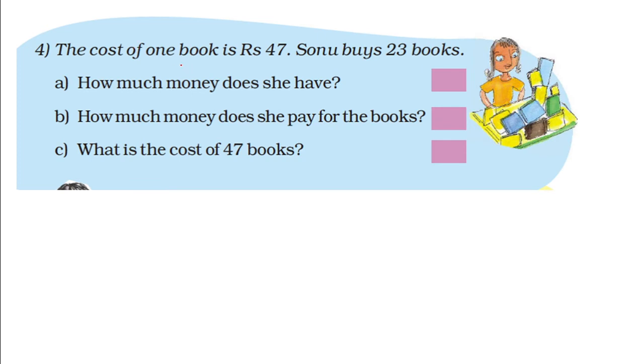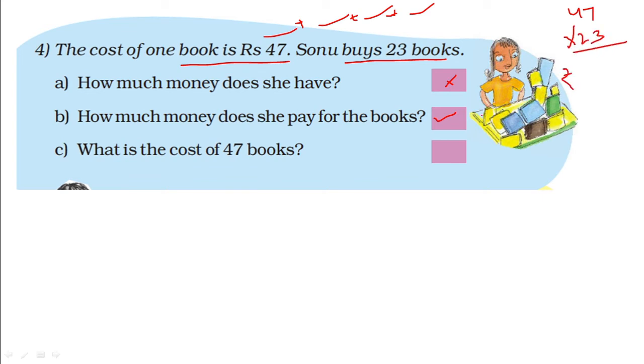The cost of one book is rupees 47. Sonu buys 23 books. One book 47, second book 47, third book 47, fourth book 47, which means repeated addition. So the question is related to multiplication. How much money does she have? Nothing can be said about that. How much money she had? Because this is only about one book. How much money does she pay for the books? Yes, this is the right question, because she will pay 47 into 23. This much money she will pay.